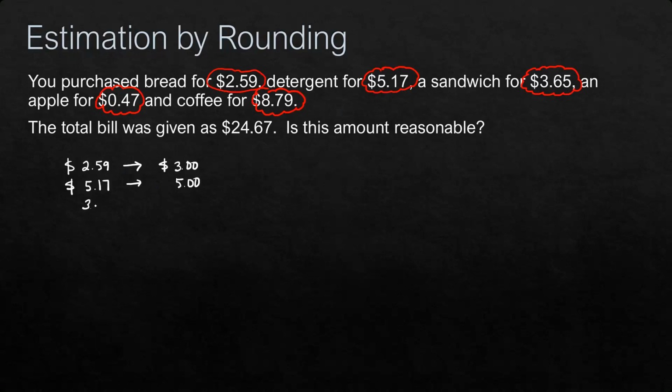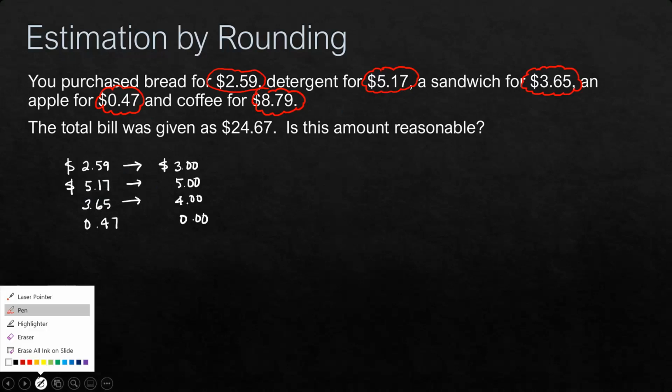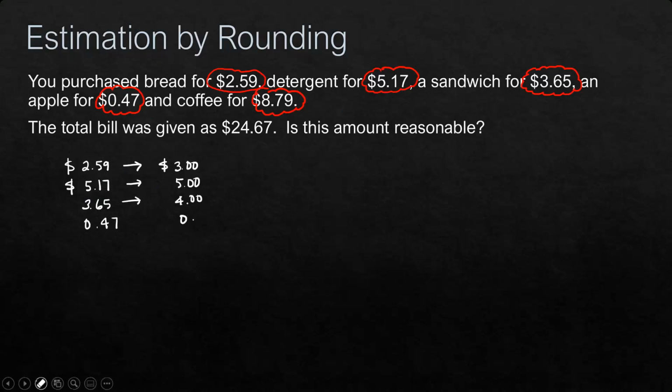Then we got 3.65. We look at this place value, it is 5 or greater, so this number becomes a 4. And then we have 0.47. Since this is a 4, it is less than 5, so we'd keep this as 0. I think I could have done something better than that. For that one, I think I'll just make this 50 cents, and hopefully that makes a little more sense, because I just don't feel right with just making it 0.